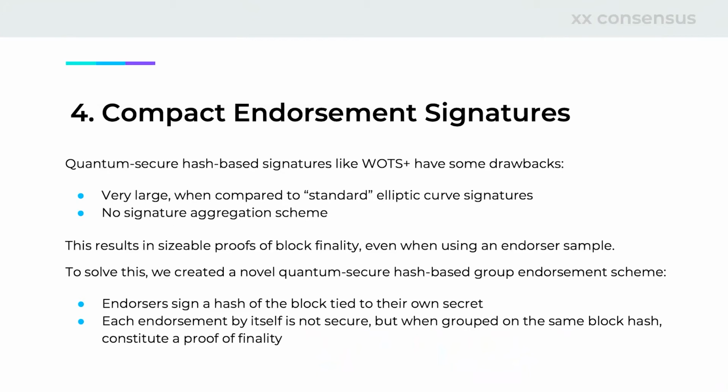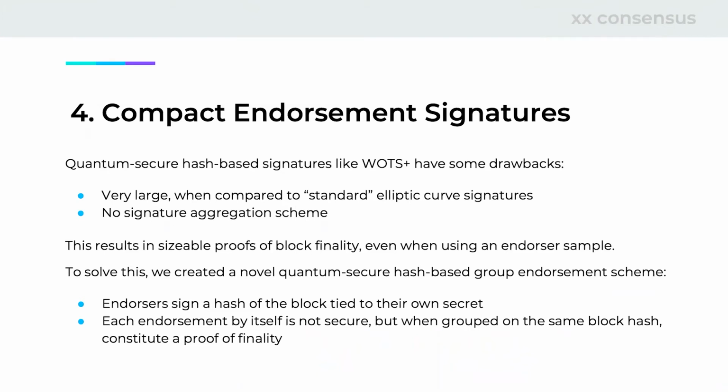First, they're very large, especially if we compare them to standard elliptic curve signatures. There is no signature aggregation scheme for hash-based signatures. So just to give you some contrast, with elliptic curves, you can actually combine a couple of signatures and make sure that they all map to a curve. So you can aggregate them and have them in constant size. With hashes, you can't really do that.